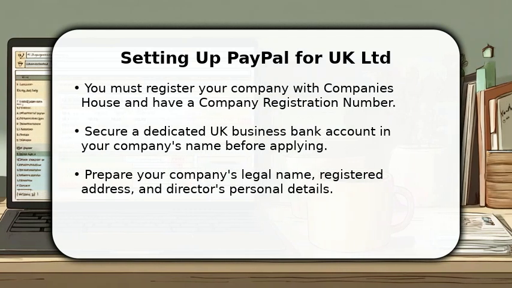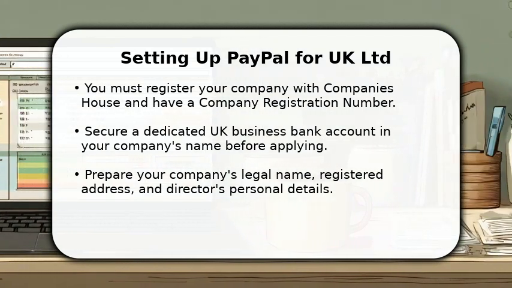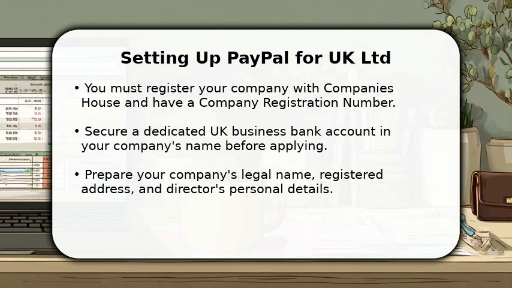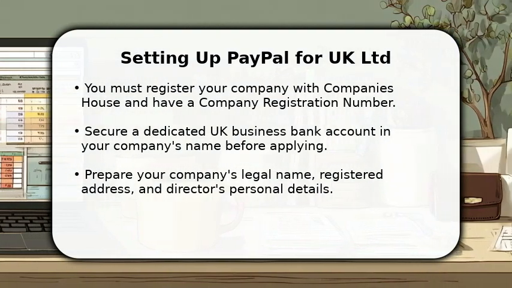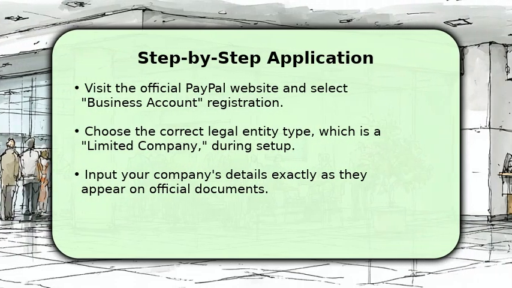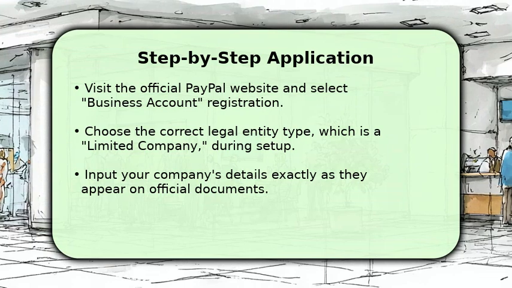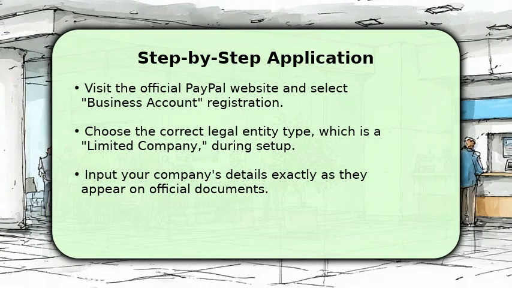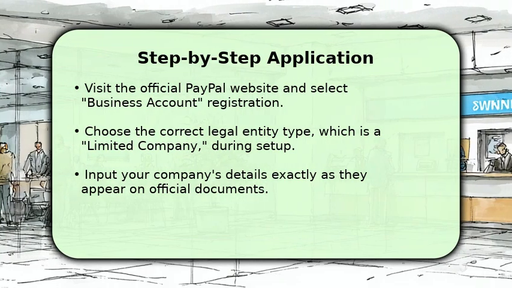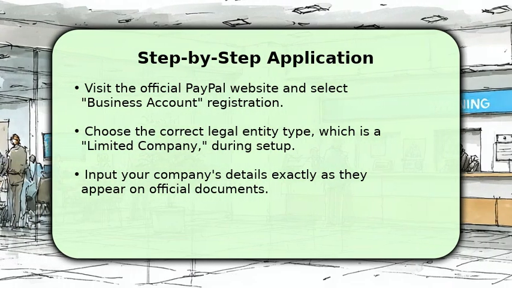Gather your company's full legal name, registered address, and details of all directors and significant shareholders, preparing for a smooth application process. Begin by navigating to the official PayPal website and selecting the business account option to start registration. Crucially, choose Limited Company as your business entity type when prompted, ensuring accurate classification.